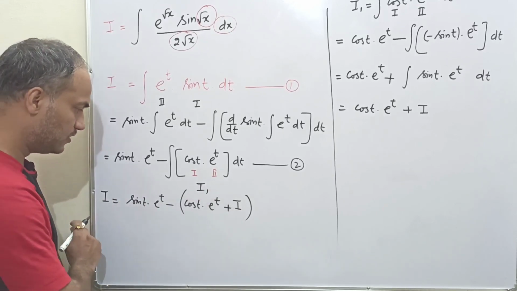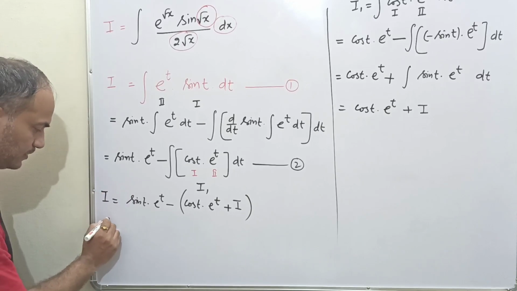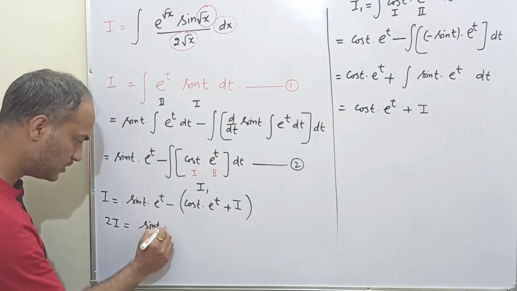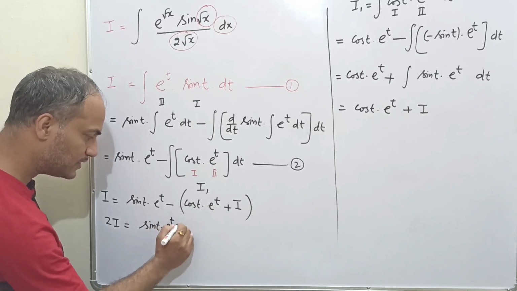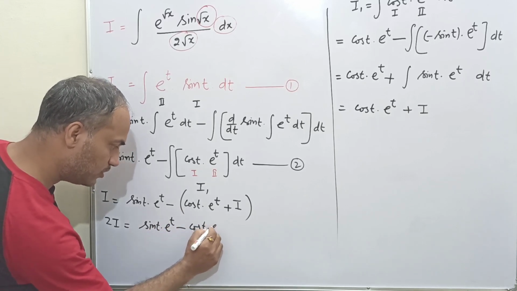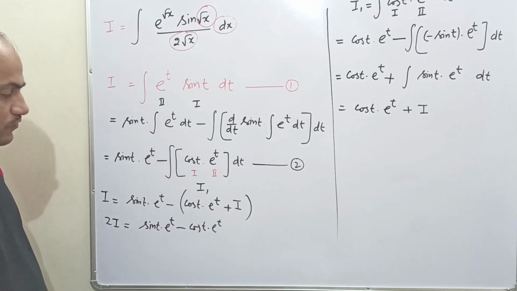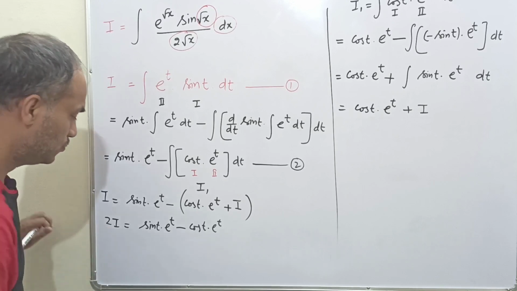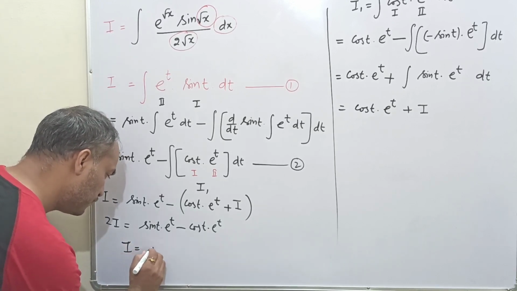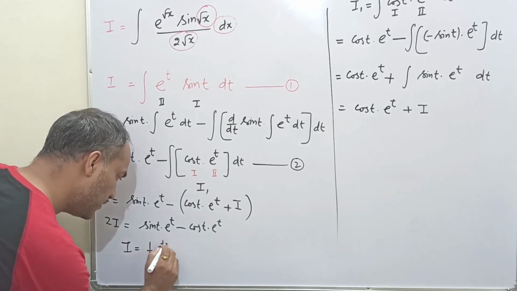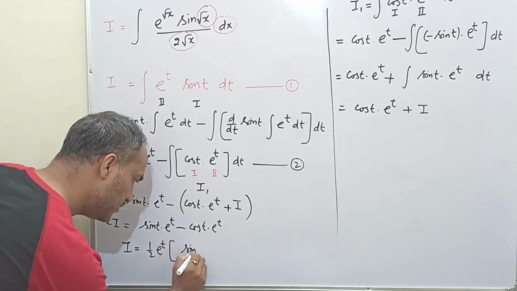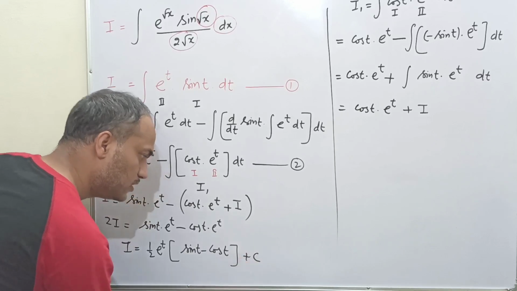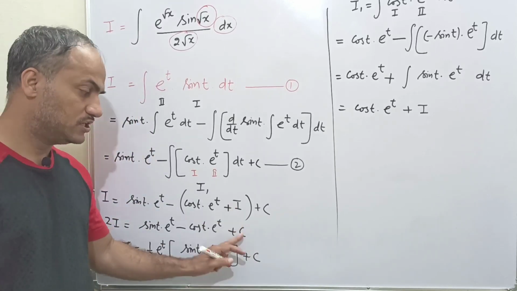So bringing this I here, we get I plus I, which means 2I. This is sin t e to the power t minus cos t into e to the power t. So we can take e to the power t common, and divide by 2. So we get I equal to 1 upon 2 e to the power t (sin t minus cos t). Don't forget to put the constant of integration. The constant of integration is a must.